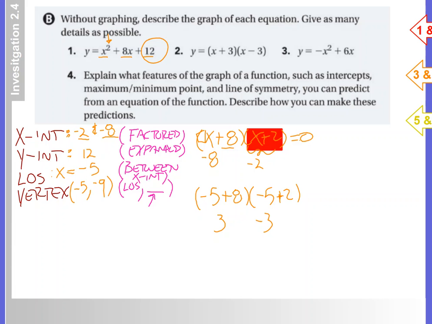And so there we go. We use the factored form expression to find the x-intercepts, the expanded form equation to find the y-intercept. We took the average of the two x-intercepts to find the line of symmetry. And finally, we plugged in the line of symmetry for x to figure out what the y value for the line of symmetry is, and then we gave the point.